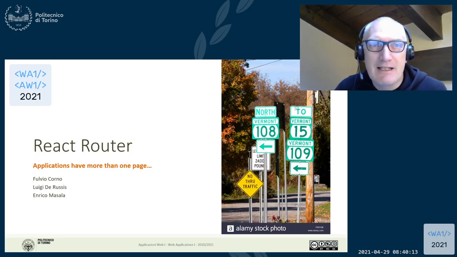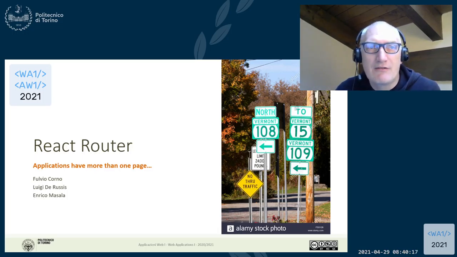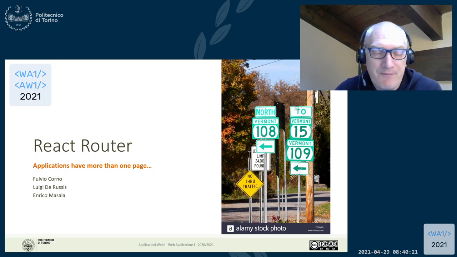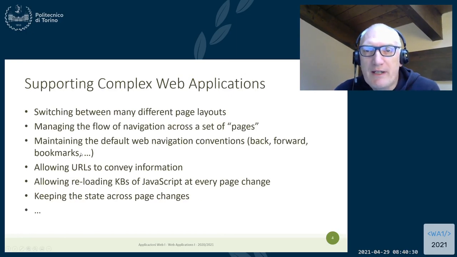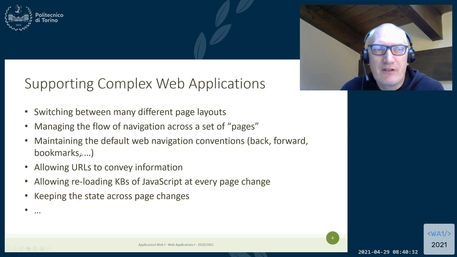In fact, the last lab would ask you to refactor your application a bit by exploiting the capabilities of the router. It's a general mechanism for allowing us to generate different layouts while the user is navigating.